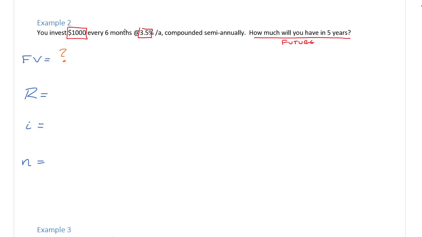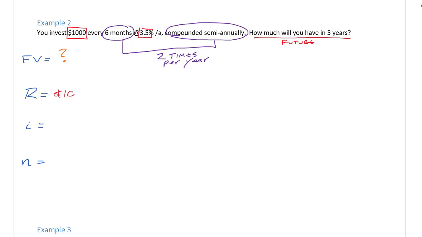Now, again, every 6 months, compounded semi-annually. Semi-annually means 2 times per year, and 6 months happens twice per year. So remember how those two will always match up, like I said at the start. All right, so what do we have to do? Well, our regular payment is $1,000. Now, this could easily be the same way if we flipped it around and said I'm borrowing $1,000 for 6 months. How much do I owe the bank in the future?